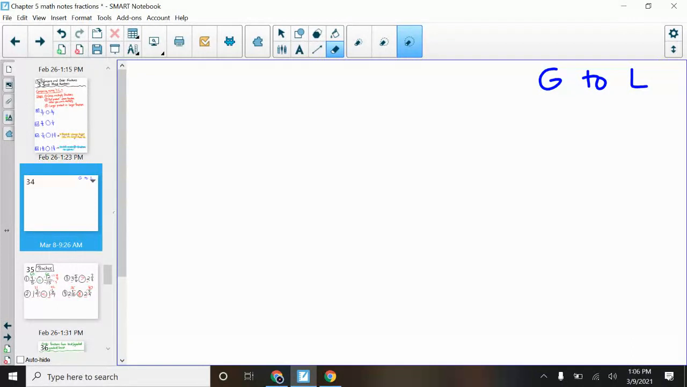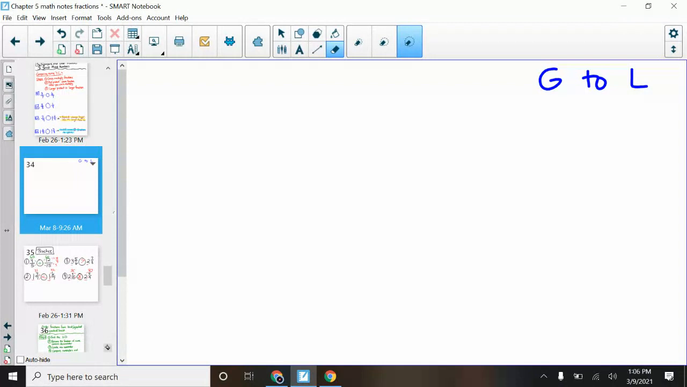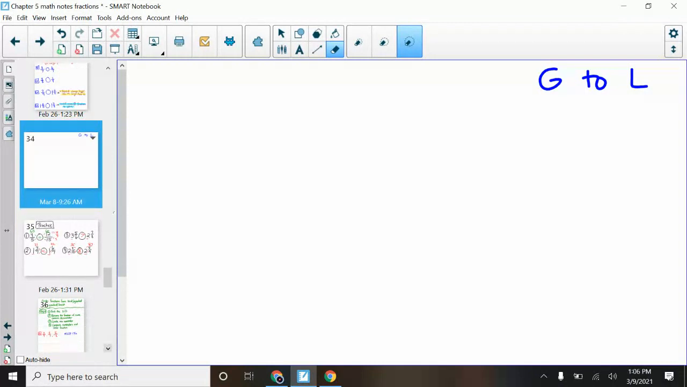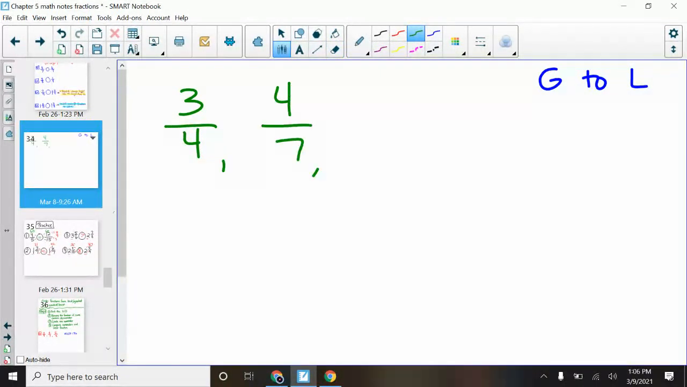Okay? So we are going to play with, let me find one that I want us to use. All right, let's go with 3/4. Write this as I write it. 4/7. And lastly, 5/8. All right. So you've been given a direction. The direction is to put this stuff in order from the greatest to the least.